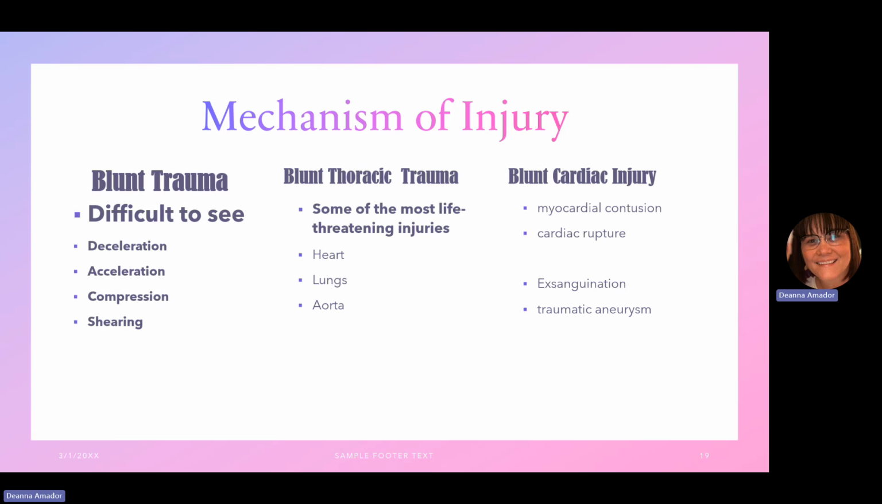So this slide, we're talking about blunt trauma, blunt thoracic trauma, and blunt cardiac trauma. And it goes on to describe these things and talk about them. So with blunt trauma, there's not an opening or anything. So a lot of times it is very difficult to see. This could be caused from any deceleration, acceleration, compression, or shearing activities. So deceleration, that's when we come to an abrupt stop.